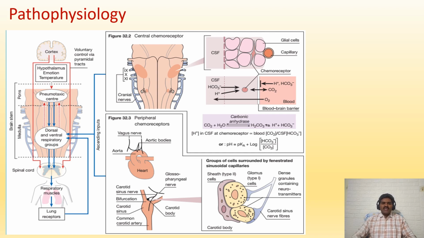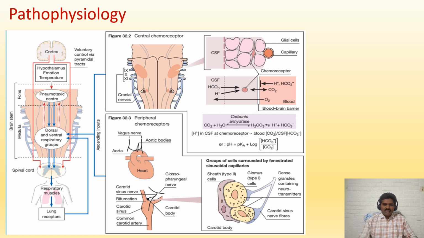Then there are peripheral chemoreceptors located in the aortic bodies of the ascending aorta. The vagus nerve supplies these aortic bodies. And there is the carotid sinus nerve, which supplies the carotid body, another peripheral chemoreceptor, located at the bifurcation of the common carotid artery into the internal carotid artery and the external carotid artery. It is supplied by the glossopharyngeal nerve. Again, they sense the oxygen and carbon dioxide concentrations.